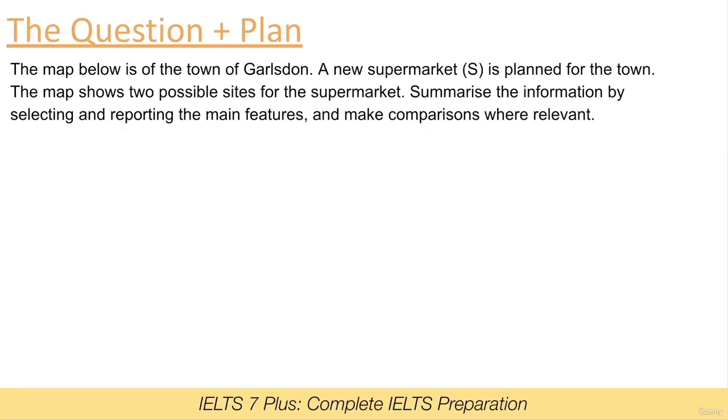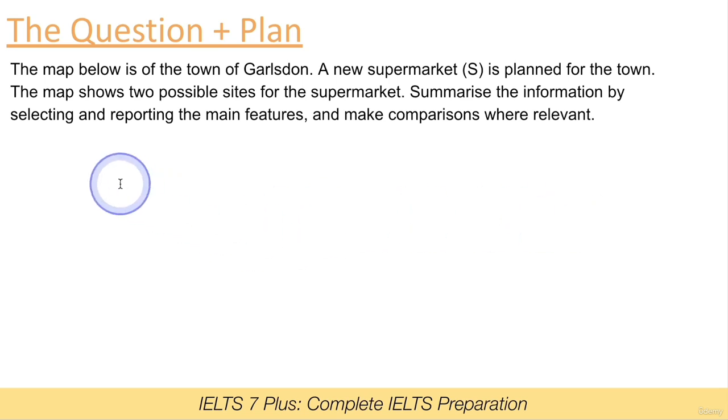The map below is of the town of Galston. A new supermarket, S, is planned for the town. The map shows 2 possible sites for the supermarket. Summarize the information by selecting and reporting the main features and make comparisons where relevant.